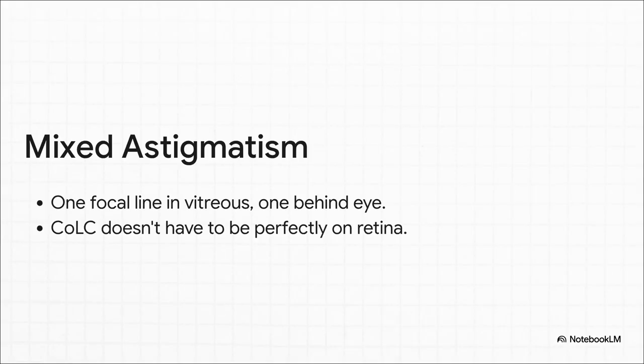Now listen up and pay close attention to this, because this right here is a massive OCAP pearl and a classic board trap. Do not confuse this. The circle of least confusion does absolutely not need to be exactly on the retina for it to be mixed astigmatism. For an eye to have mixed astigmatism, one focal line just has to be in the vitreous and one has to be behind the eye.